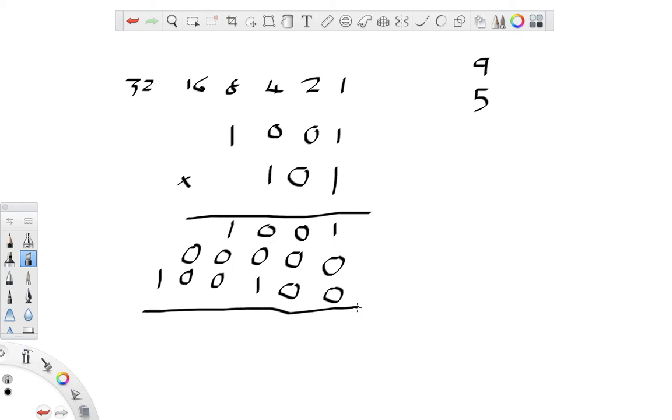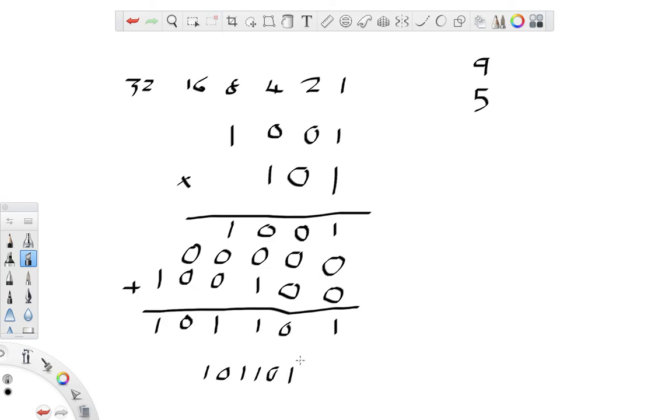Then, just like our normal column multiplication we're used to, we would add the rows that we've got up. So we get 1, then 0 plus 0 plus 0, which is 0, 0 plus 0 plus 1, which is 1, 1 plus 0 plus 0, which is 1, 0 plus 0, which is 0, and then we get a 1 here. So our answer was 1 0 1 1 0 1.